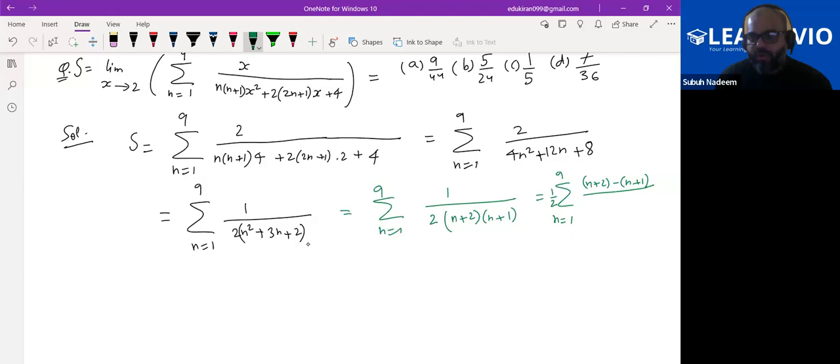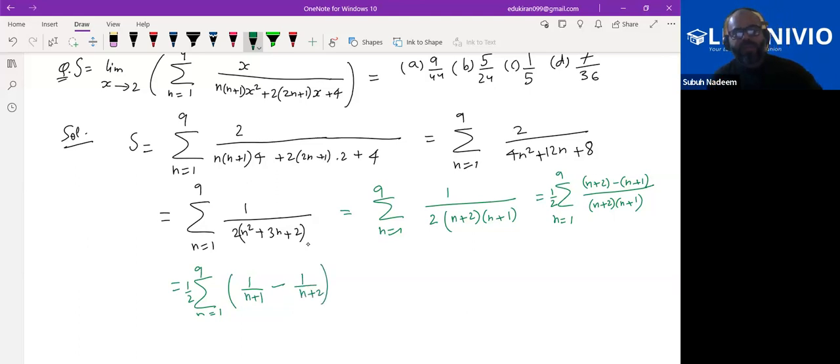And 2 you can take outside. It is (n+2) into (n+1). Like this. So this is equal to the sum from n equal to 1 to 9 of 1 by 2, and (n+2) by (n+2) into (n+1). So n+2 will cancel, only n+1 will remain. And here n+1 will cancel and only n+2 will remain. Now see what answer you will get. Let's try telescopic series.